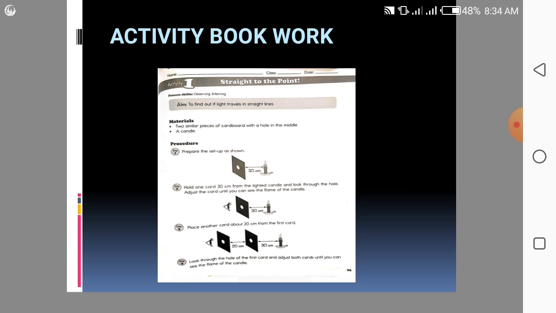Now perform the activity. Prepare the setup as shown on page number 95. Hold one card 30 cm from the lighted candle and look through the hole. Adjust the card until you see the flame of the candle. It should be straight to straight. Place another cardboard about 20 cm from the first card, and all distances should be equal. Look through the hole of the first card and adjust both cards until you can see the flame of the candle. You have to see the candle from your eye.